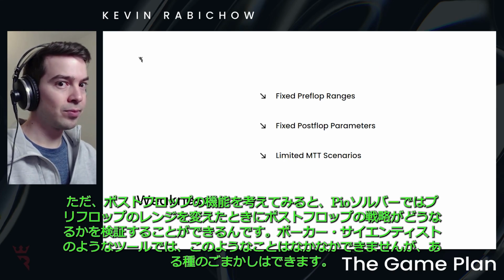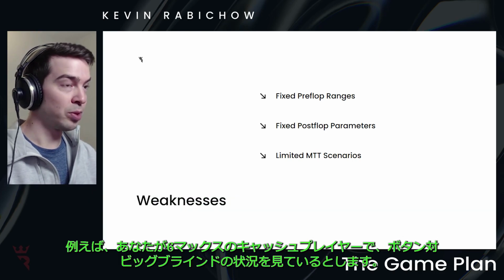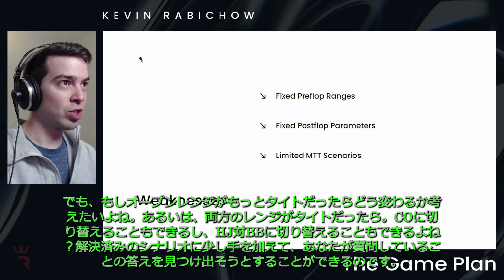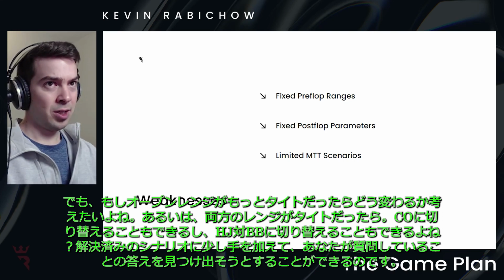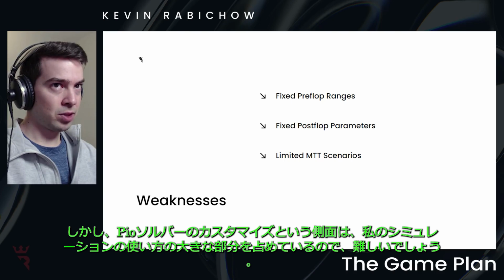You can kind of cheat your way into doing it if you're, for example, a 6 max cash player and you're looking at a button versus big blind situation, but you want to figure out how that would change if the opening range was tighter or if both ranges were tighter. You could switch to cutoff. You could switch to hijack versus big blind, right? You could make little tweaks to the pre-solved scenarios to try and figure out the answer to what you're asking. But it's going to be hard to beat the customization aspect of PIO Solver.